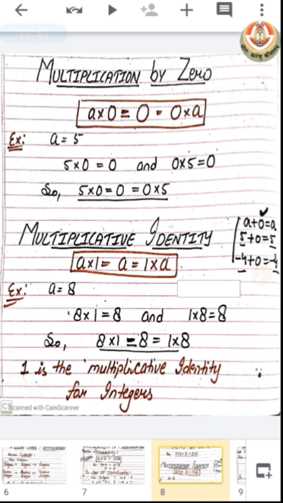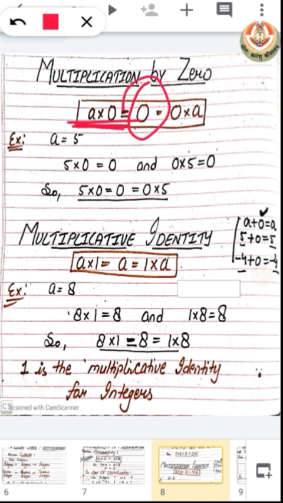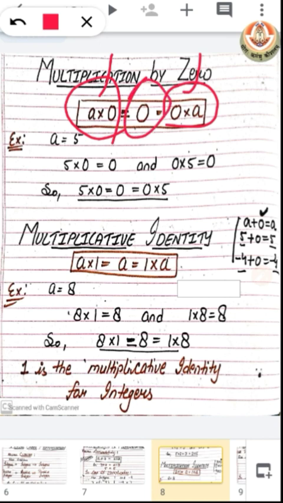multiplication by 0. Okay, we all know that when we multiply anything by 0, we get the answer 0. And this part is the commutative part for this. Okay, so this is equal to this because of commutativity, and we all know that the multiplication of any number with 0 will be 0.